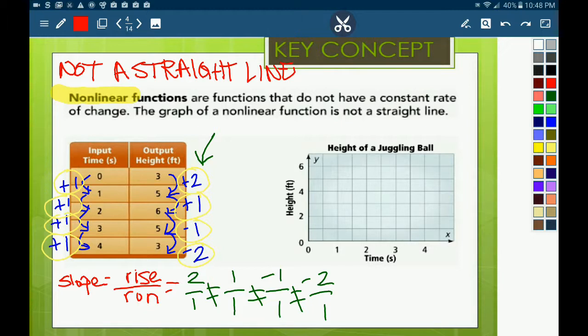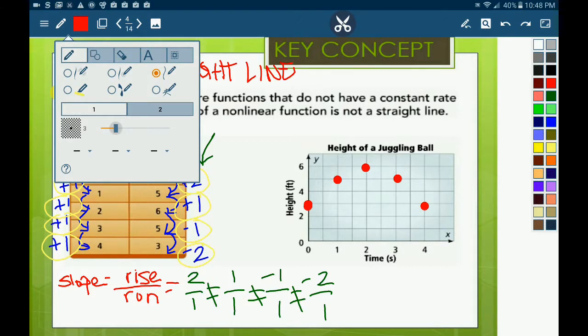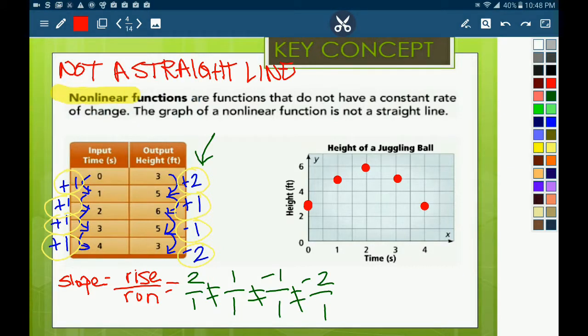So I've got 0, 3, 1, 5, 2, 6, 3, 5, and 4, 3. Okay, so there's that function. It is a function because it does pass the vertical line test. And for every input, there's only one output. Okay, it's just not a straight line.